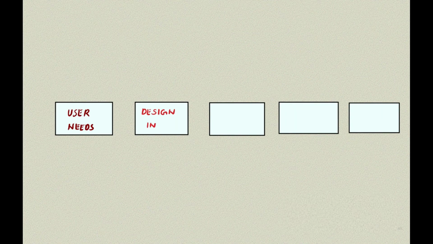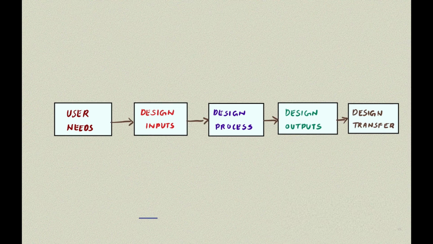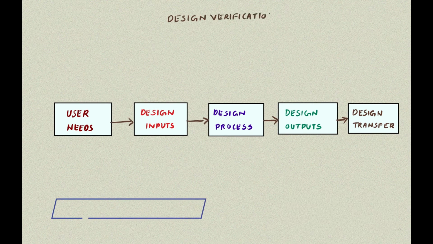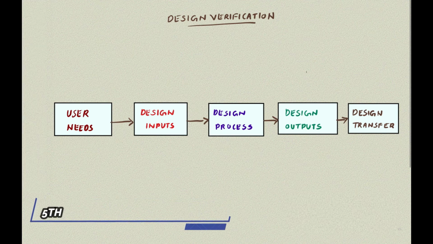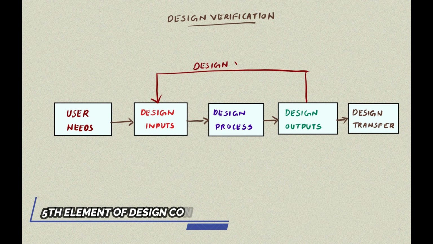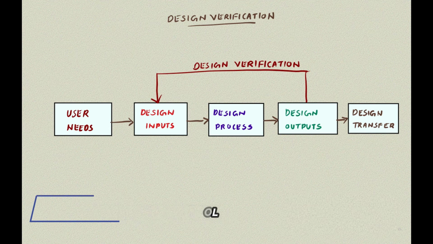Next is the design verification. The design verification is where you test that the design output matches your design input. So again, according to the FDA, the design verification is the confirmation by examination and provision of objective evidence that the specific requirements have been fulfilled or not. So how do we check that the design output meets the design input? This is done by conducting testing or inspection or analysis which is suitable for your design output.